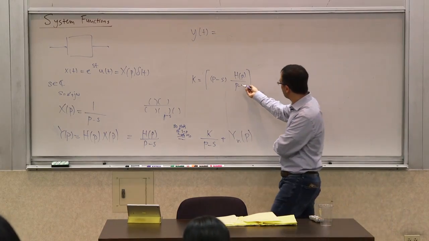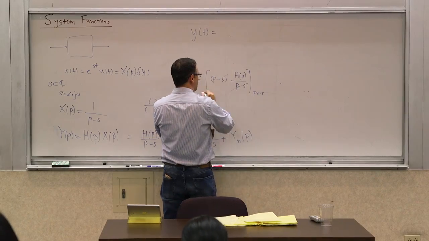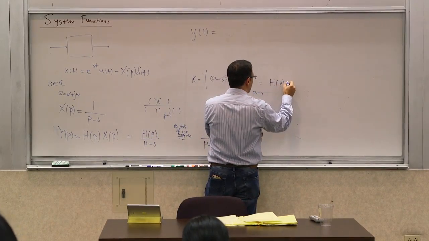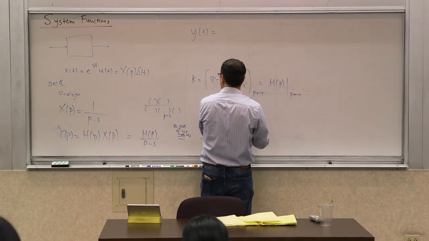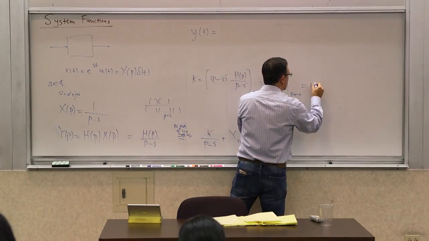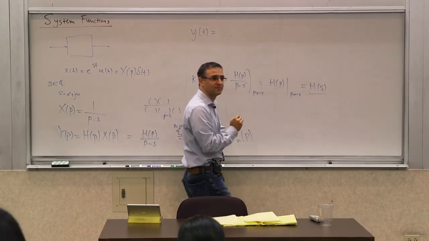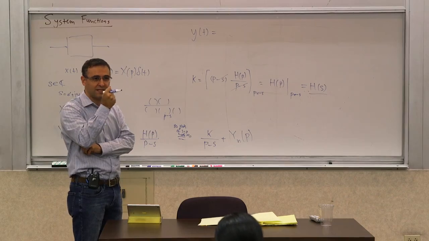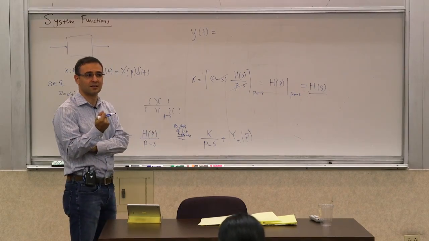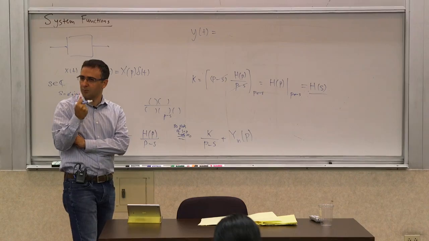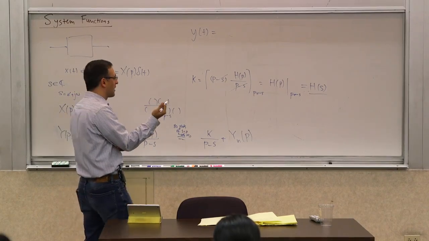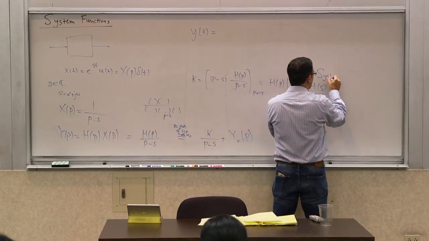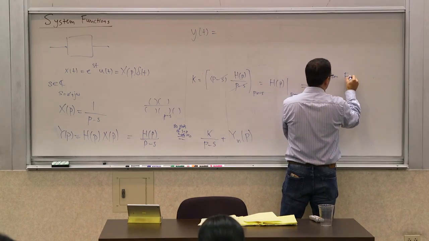But when you do this, this has become something pretty straightforward, because these two cancel. So what that means is basically h of p, where p is replaced with s, which we will show as h of s. Now, this is a function of s. It's a function of a complex variable. This is called a transfer function or system function, and we'll see why it's important.